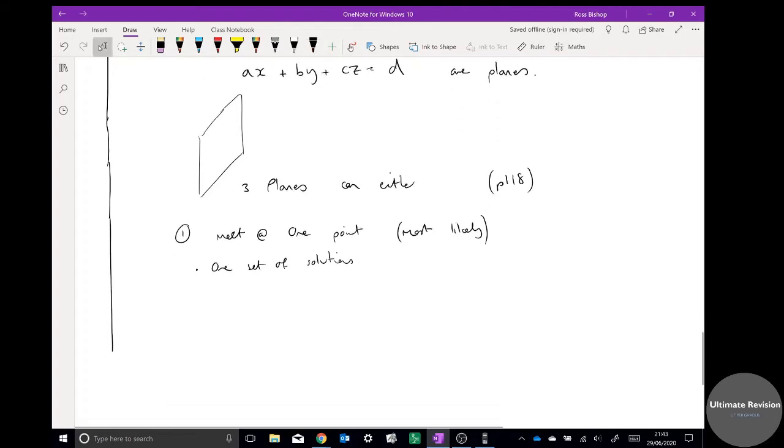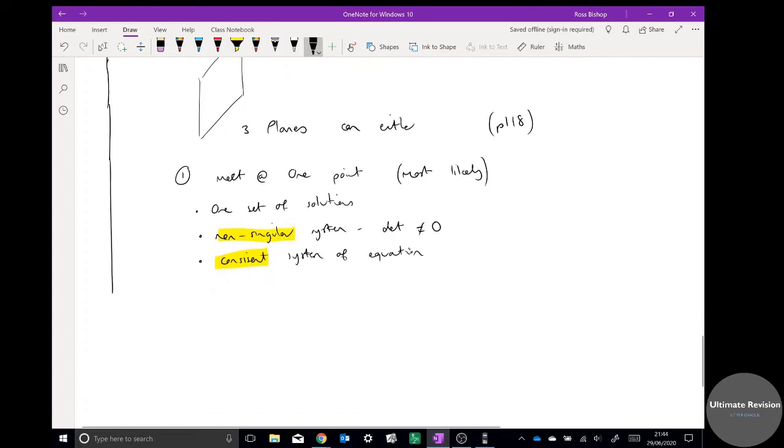Now that means there's just one set of solutions. There's one value of x, one value of y, one value of z, which satisfy it. It also means it's a non-singular system, which means the determinant will not equal 0, which is useful. And we call this a consistent system of equations because there is a solution. You need to know what the term consistent means, which means there are solutions. You need to know what non-singular means, which means that its determinant does not equal 0.